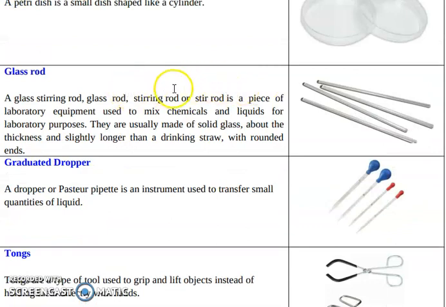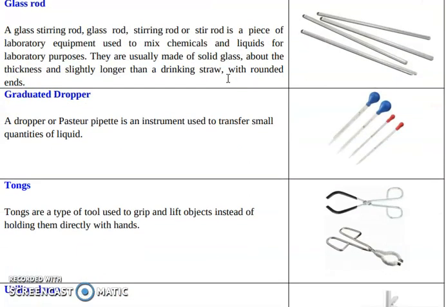Glass rod. A glass rod, or stirring rod, is a piece of laboratory equipment used to mix chemicals and liquids for laboratory purposes. They are usually made of solid glass, about the thickness and slightly longer than a drinking straw, with rounded ends.